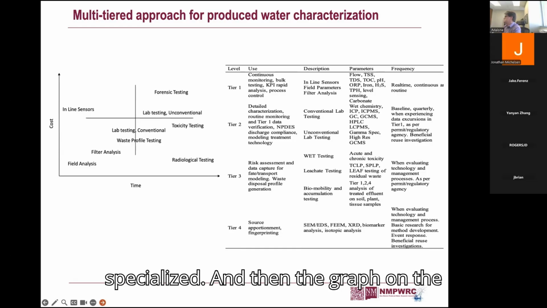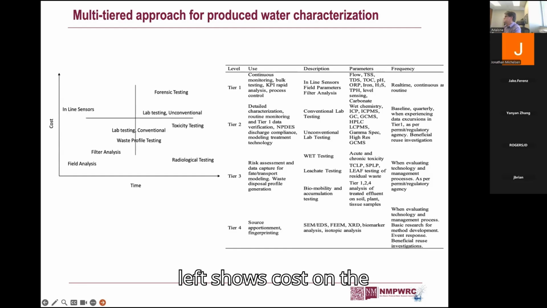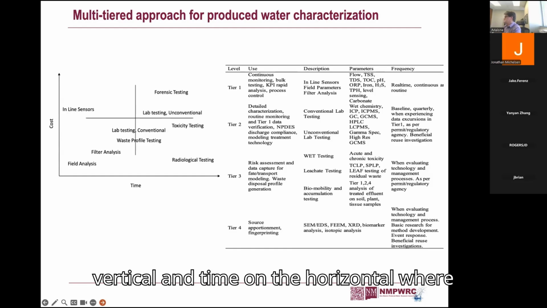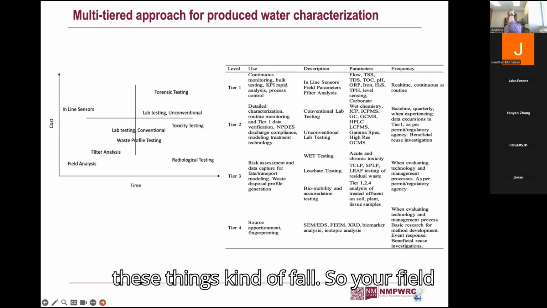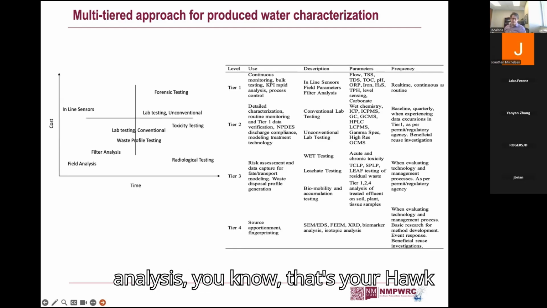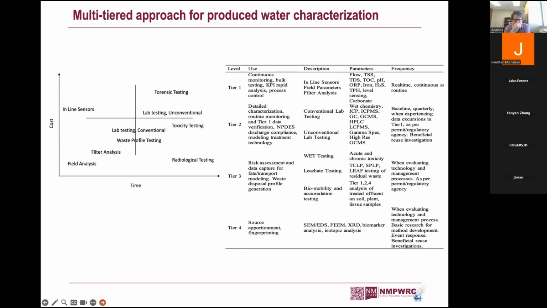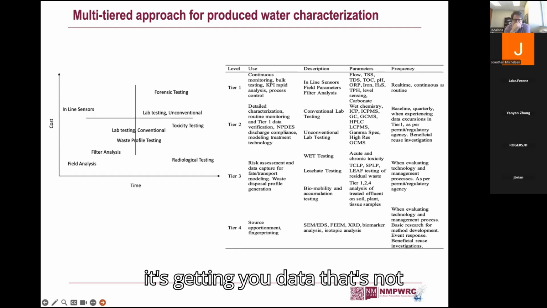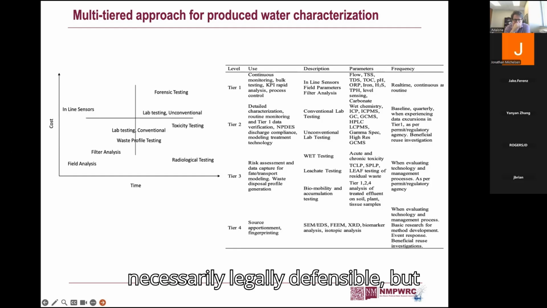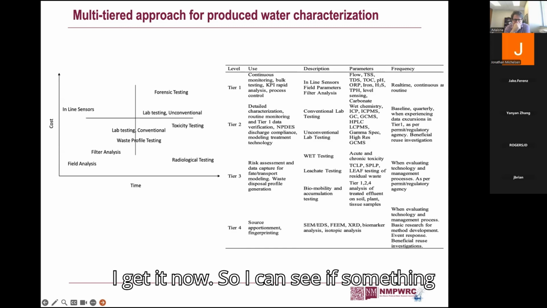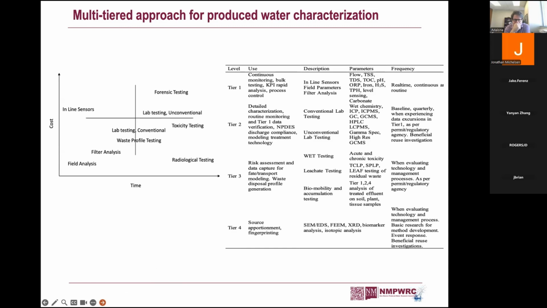And then the graph on the left shows cost on the vertical and time on the horizontal, where these things kind of fall. So your field analysis, that's your Hach spectrophotometer. It's very cheap. It's very quick. It's getting you data that's not necessarily legally defensible, but I get it now. So I can see if something is in spec or out of spec.